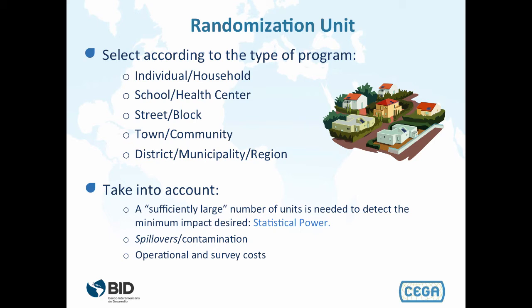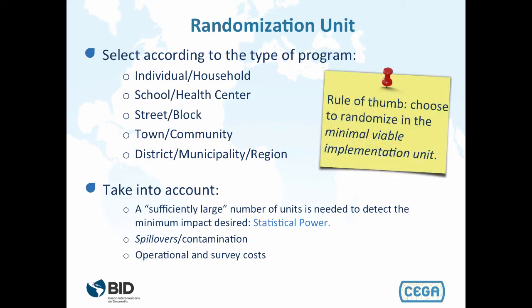And another big consideration are operational and survey costs. The rule of thumb is we want to choose to randomize at the unit that is the smallest unit that is viable from the standpoint of spillovers and contamination, operational and survey costs, being careful to preserve sufficient statistical power.